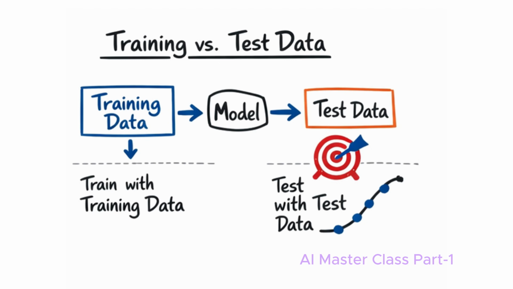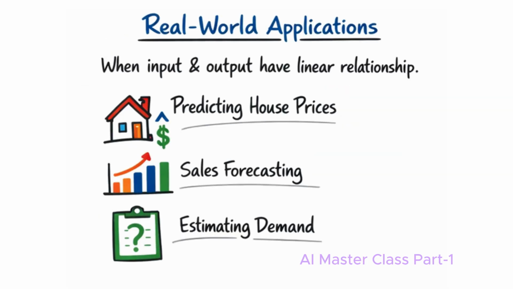Now let us talk about where it is used. Linear regression is used in many real problems. Whenever there is a roughly linear relationship between input and output, that means for every consistent change in the input, the output changes at a constant rate. For example, predicting house prices, forecasting sales, and estimating demand.